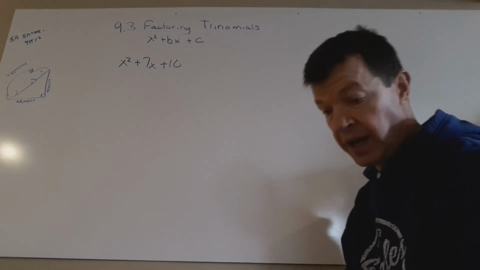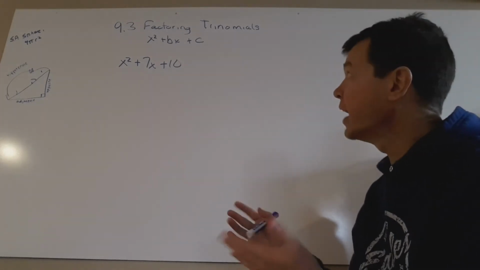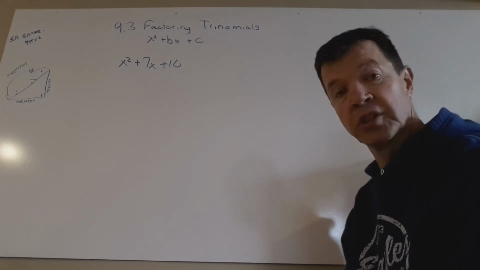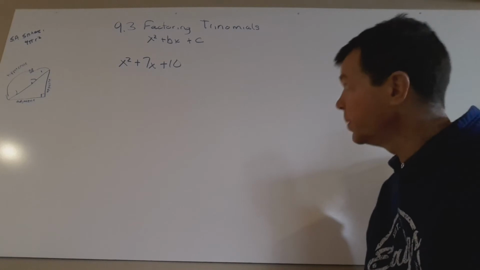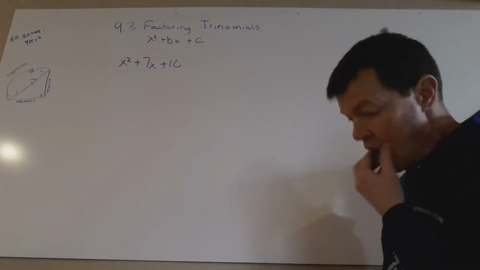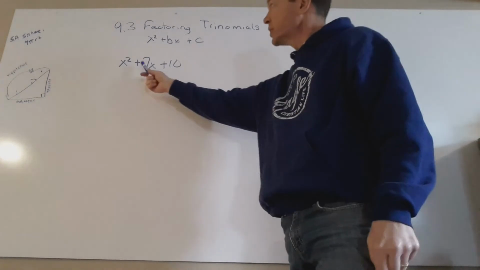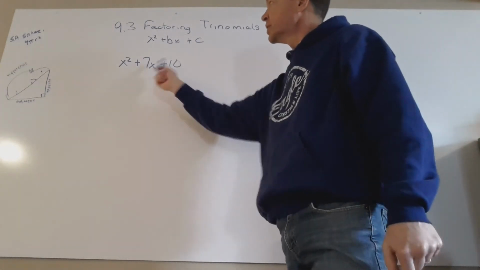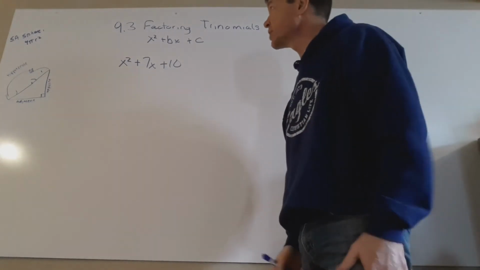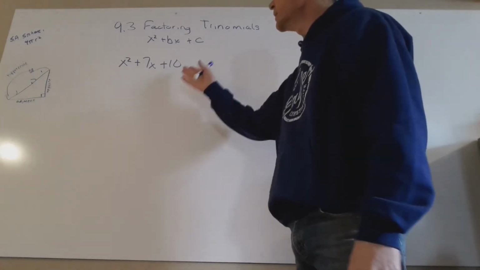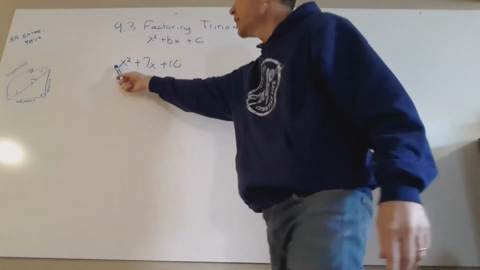Recall in chapter 8, we were multiplying these out. So now here in chapter 9, we're going to just do the opposite. We're going to factor those. This is really some pretty cool stuff, how this works out. But anyway, you have the trinomials in this form. This is just an example of one that I'm going to factor for you: x squared plus 7x plus 10. They're in this form now with no number in front of the x squared.